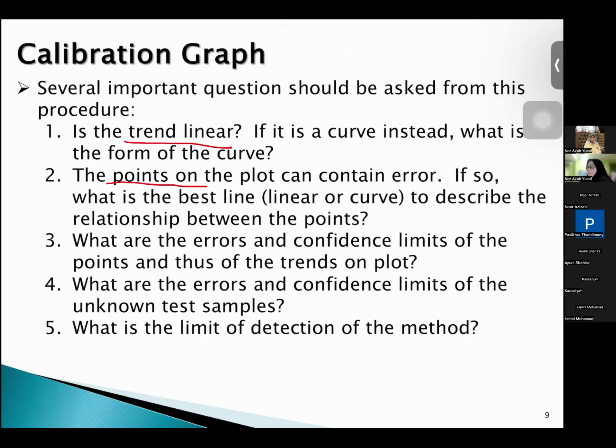So remember, the points on the plot can contain error. On the plot itself, we can calculate the error bar for each point. That gives us some confidence whether the data is good, if the error bar is within 5%. So if beyond 5%, then you have to be cautious.